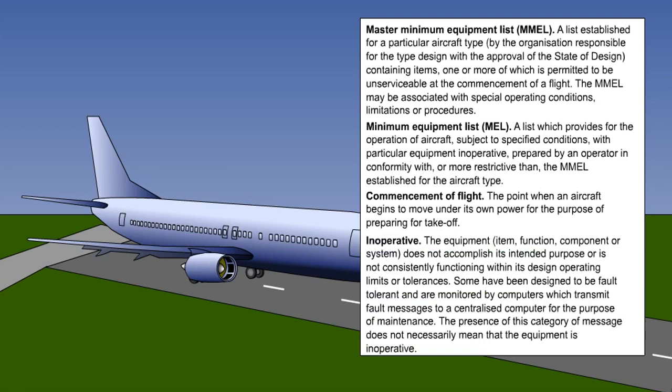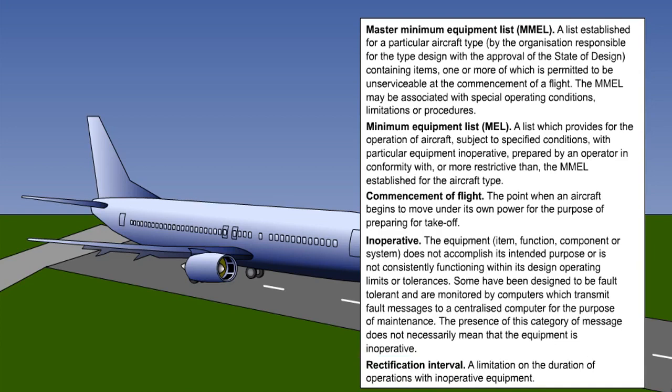First, what is meant by inoperative in terms of equipment, that is, an item, function, component or system which does not accomplish its intended purpose or is not consistently functioning within its design operating limits or tolerances. And second, rectification interval, which is the agreed time limit for operating with certain inoperative equipment. This is usually an agreement between the operator and the state of the operator.